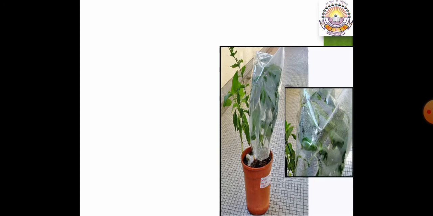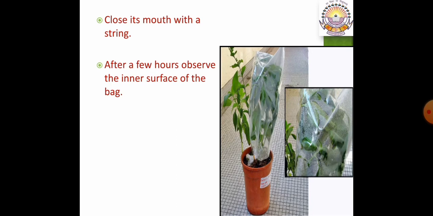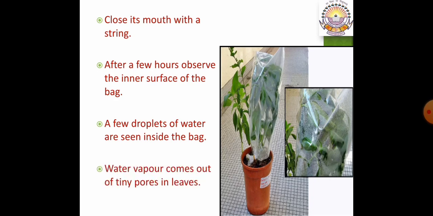Now close its mouth with a string. After a few hours, observe the inner surface of the bag. Now what will we observe? We will see that a few droplets of water are seen inside the bag, and water vapor comes out of tiny pores in leaves. As you can see in the given picture also, this polythene bag is now full of tiny droplets of water. So this is the proof that plants lose water vapor through their leaves.